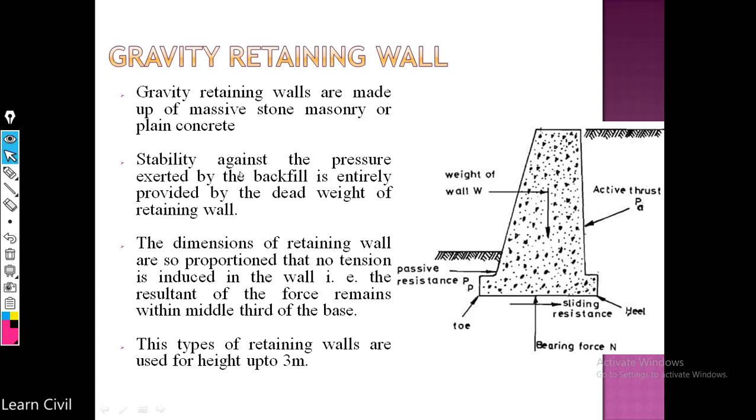Why? Because the stability force is provided by the dead load of the retaining wall. Therefore the dimensions of this retaining wall will be large, and thus the requirement of concrete or stone masonry will be high. This retaining wall is so proportioned that no tension is induced in the wall. And this type can be used for retaining structures up to a height of 3 meters.